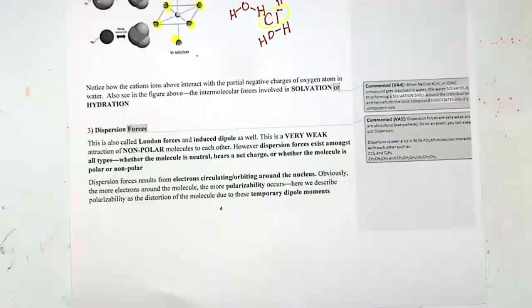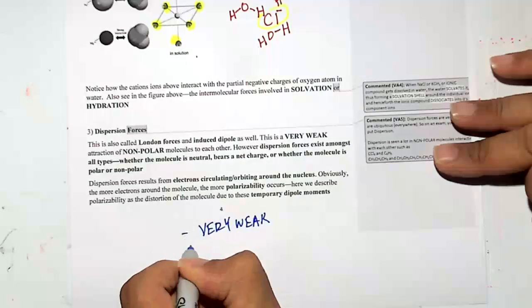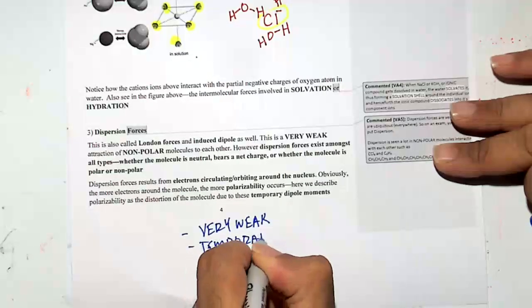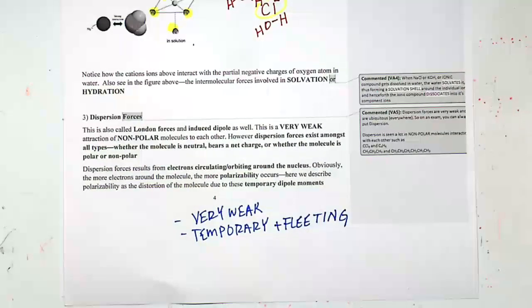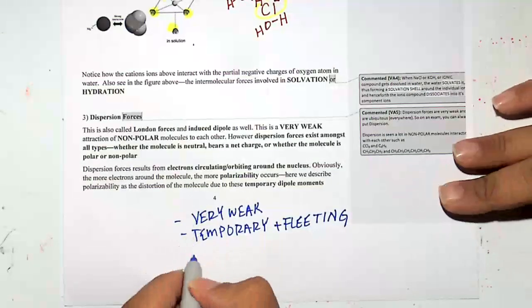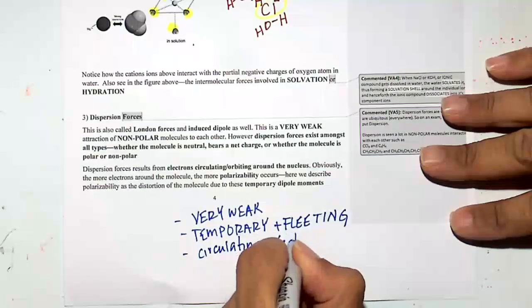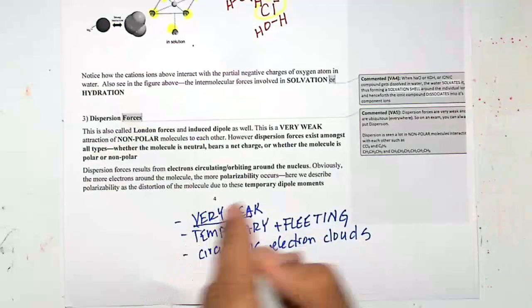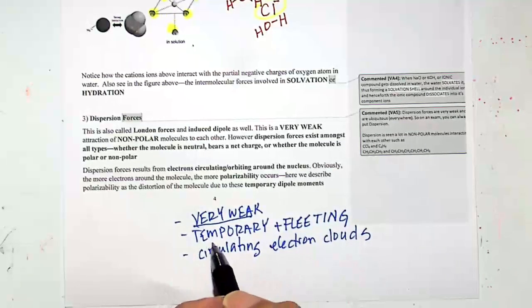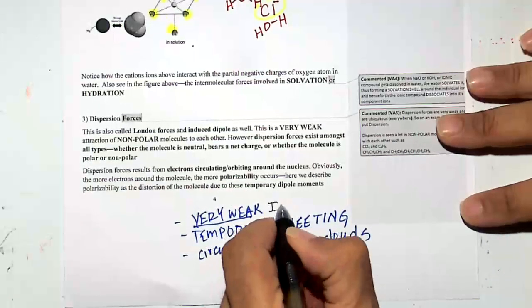All right, dispersion forces. Dispersion forces are very, very weak. This is what I want you to know about dispersion forces: very weak. They're very temporary and fleeting. They involve circulating electron clouds. Electron clouds move around. By virtue of them being very weak, temporary and fleeting, they're based upon the electron clouds temporarily moving around the whole molecule. It's a very weak IMF.